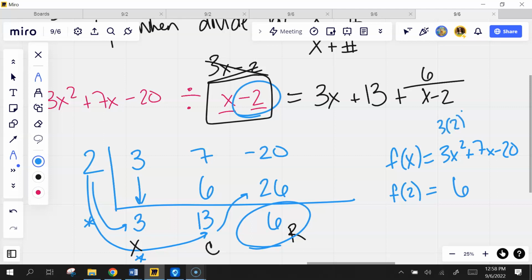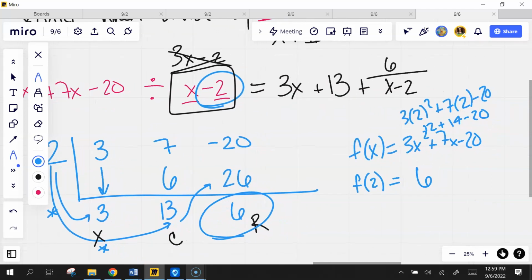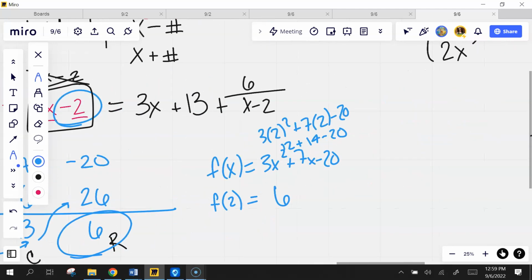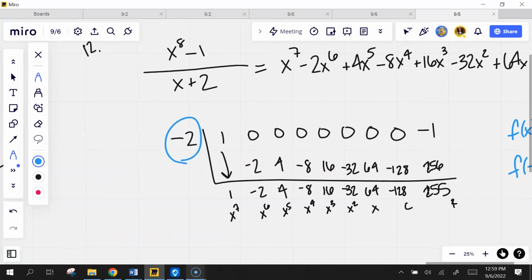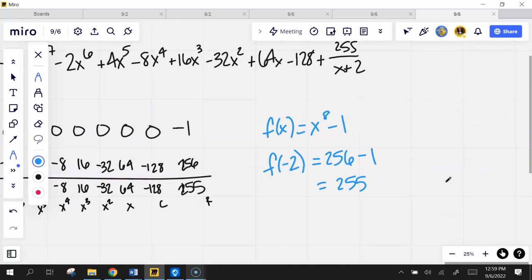Well, 3 times 2 squared, that's 12 plus 14 minus 20. It'd be 26 minus 20, which is 6. So in fact, this will always work. We didn't talk about this specifically in Algebra 2, so here's a little bit of new stuff. We used to. I don't know why we quit. This is what we call, it's got a brilliant name, the Remainder Theorem.